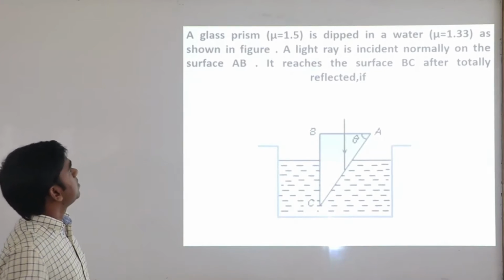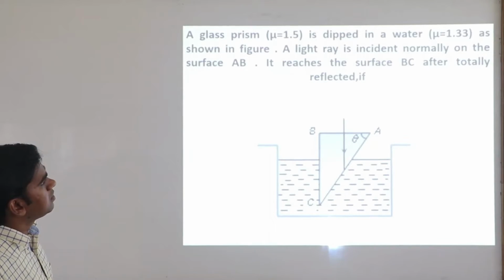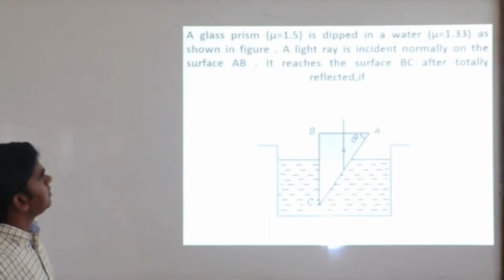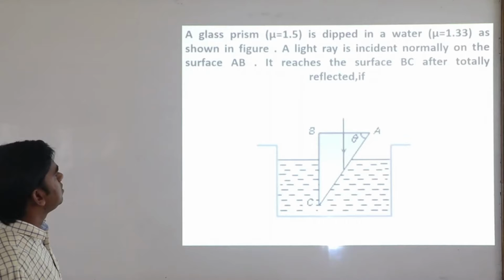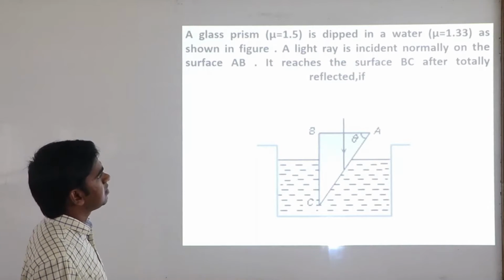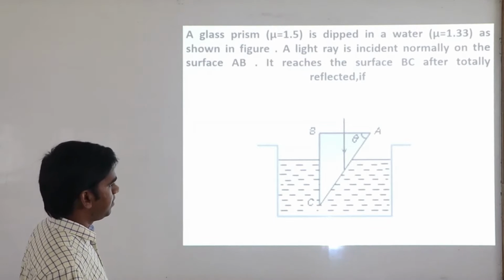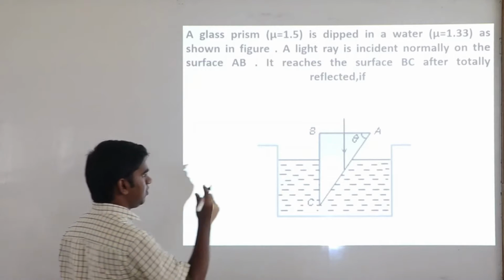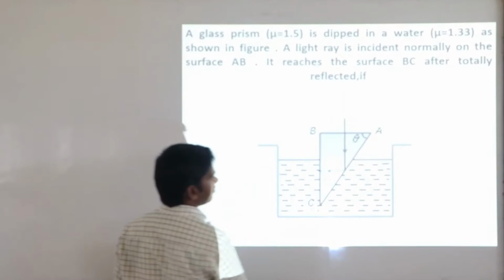Next problem. A glass prism of refractive index 1.5 is dipped in water of refractive index 1.33, as shown in the figure. A light ray is incident normally on the surface AB. It reaches the surface BC and is totally reflected. They are asking when it will be reflected. We have to use the condition for that.